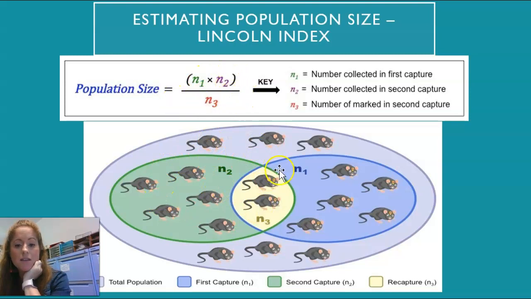And then I would divide it by the number that had a mark on them in the recapture. So these 2 had been captured. They had some sort of mark on them, and they were recaptured. So I have 2. So it would be 7 times 7, which is 49. And I divide it by the number that were recaptured, which was 2. And so then I would estimate the size of this population to be 24.5.